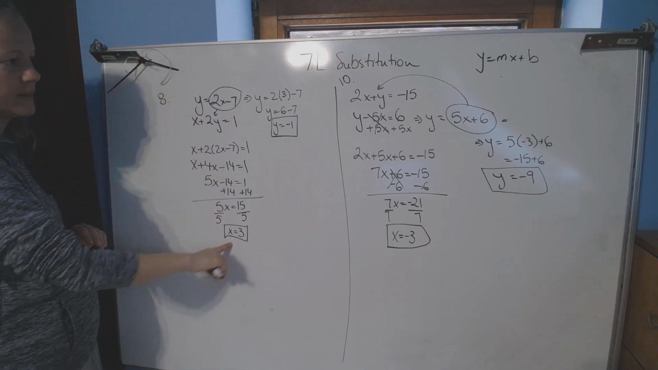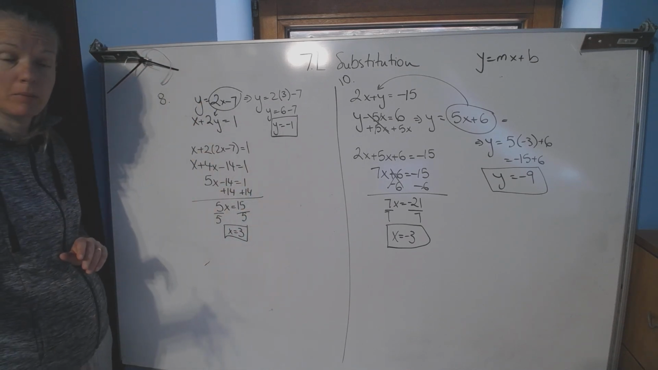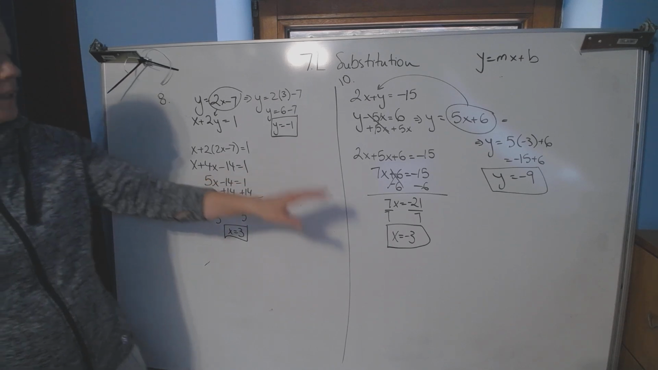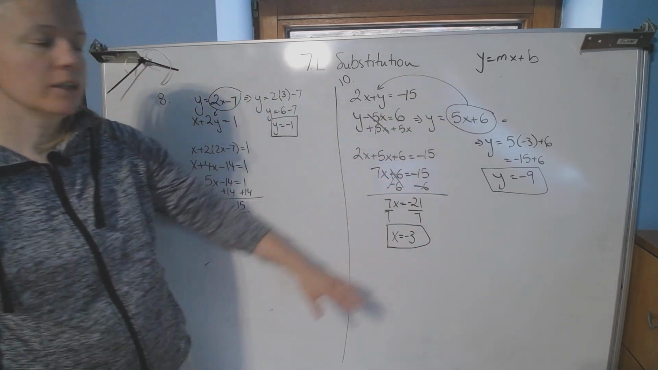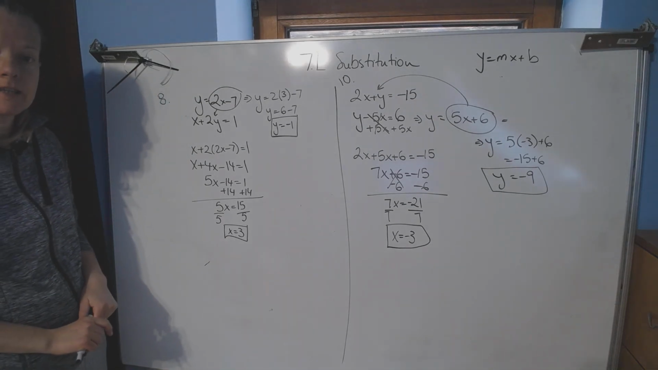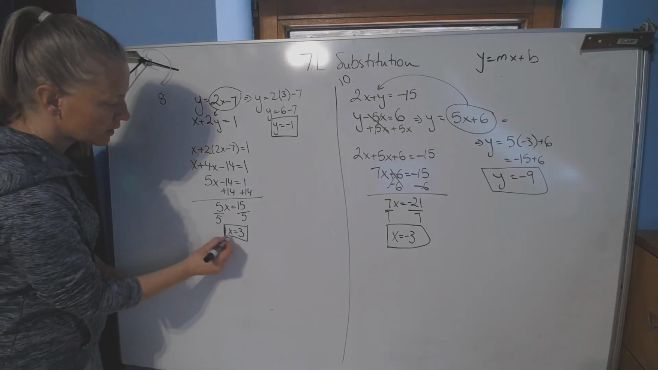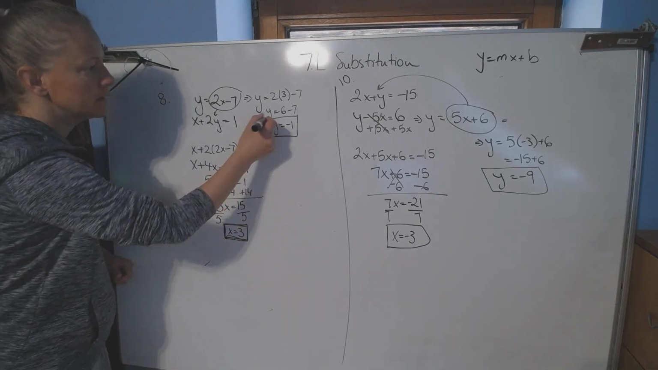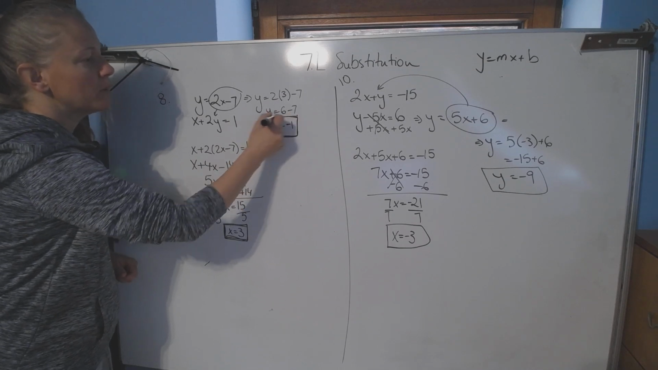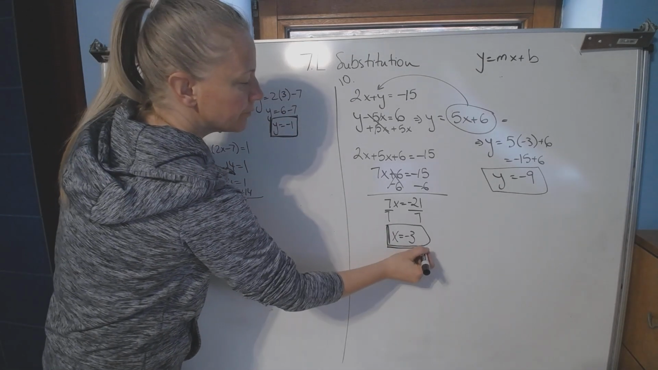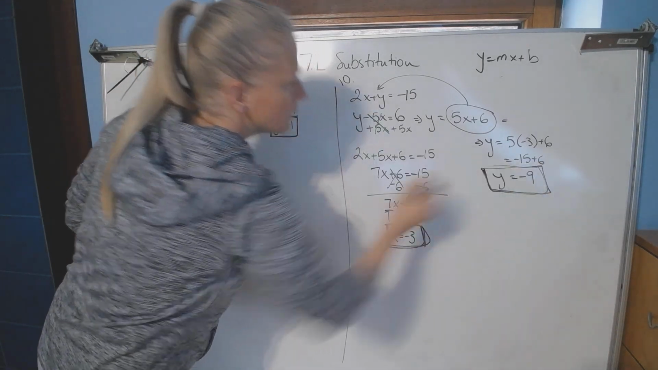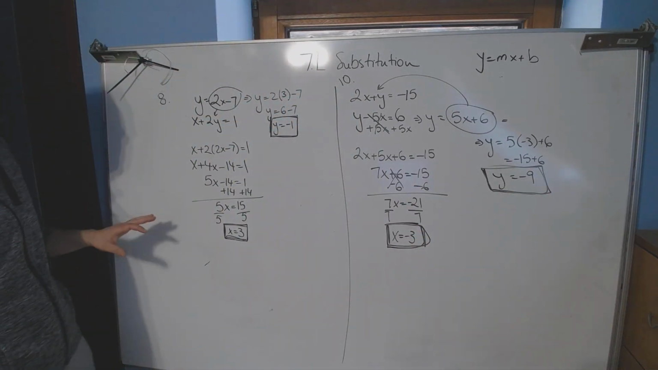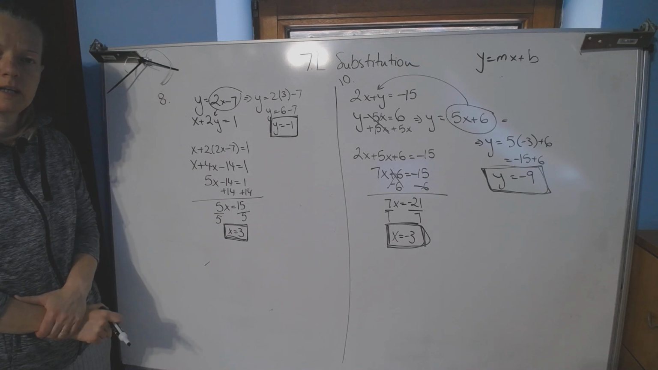If you got x is 3, y is -1, you don't need to pause. For your 8, if you got x is -3 and y is -9, for 10, you don't need to pause. But if you did not get these answers, and my correct answers are all boxed in, so you can't miss them, I would encourage you to pause and go ahead and see where you went wrong. I solved it step by step. Go ahead and see what went wrong, why you didn't get the answer that I got.